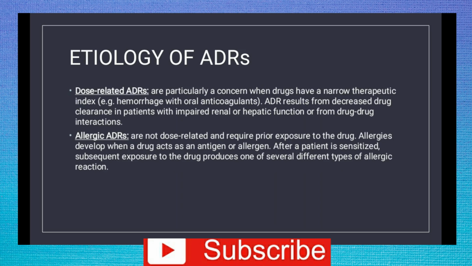So these allergies will develop when a drug acts as an antigen or allergen. Basically, when any kind of drug we consume acts as an allergen or an antigen, that will cause allergy. After the patient is sensitized, subsequent exposure to that drug will produce one of the different types of allergic reactions, like rashes, itching, etc.